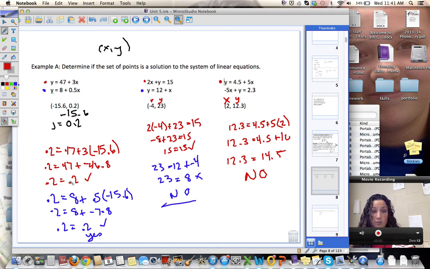The previous one worked because both gave me the same answer. This one did, this one didn't, so it's still a no. Here, I can just stop at no.